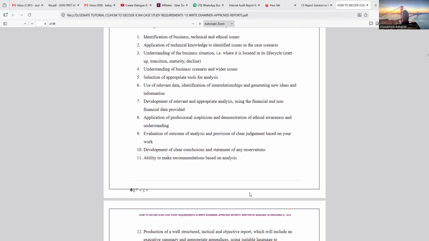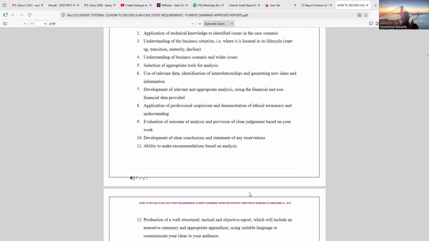Then development of a clear conclusion, and statement of any reservation. A clear conclusion and a statement of any reservation, you also need to bring it up. So make sure your conclusion is very clear.